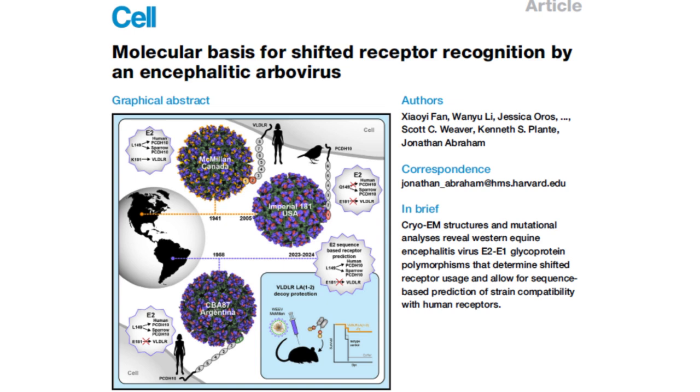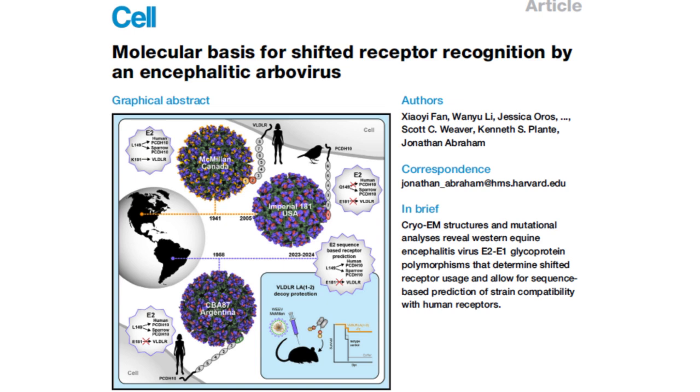That's amazing adaptability. And this discovery about the E2L149Q polymorphism, it has real practical implications for tracking the virus, doesn't it? It absolutely does, because now, just by sequencing the E2 gene of a WEV sample, you can make a pretty good prediction about whether that specific strain is likely compatible with human PCDH10 receptors. It gives us a sequence-based way to assess potential risk. That's huge for surveillance. Yeah, right.